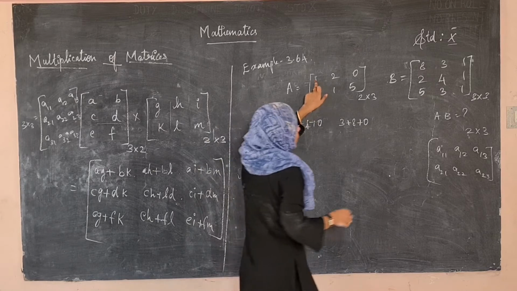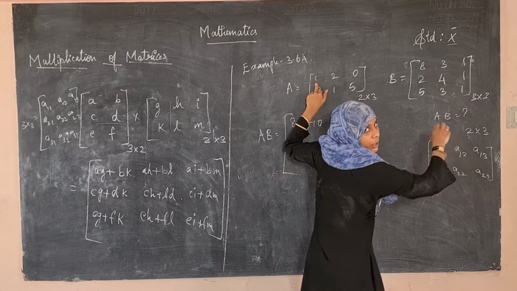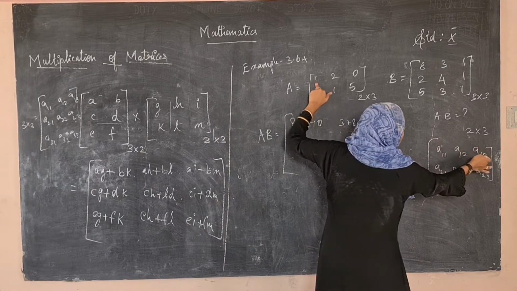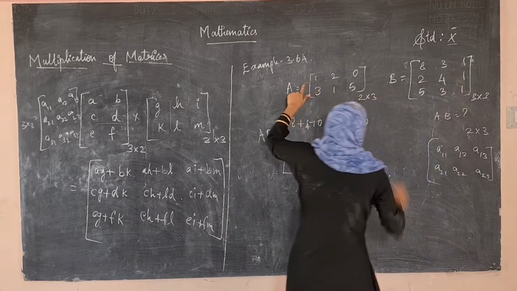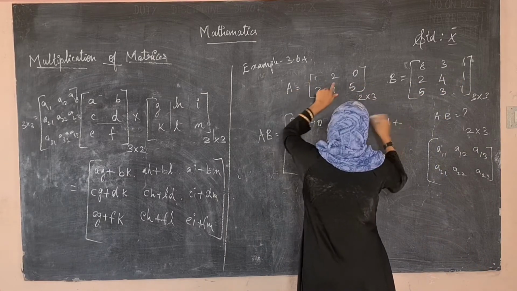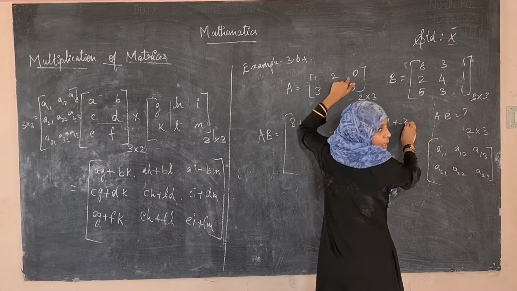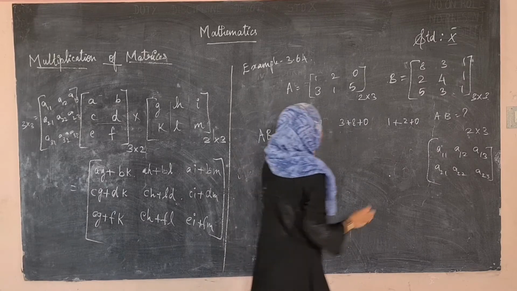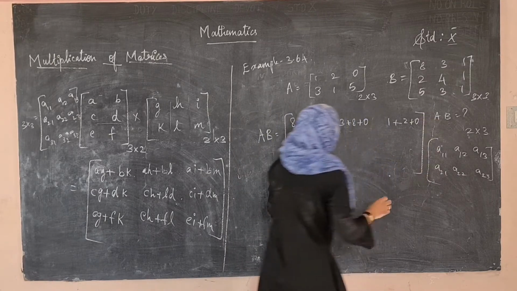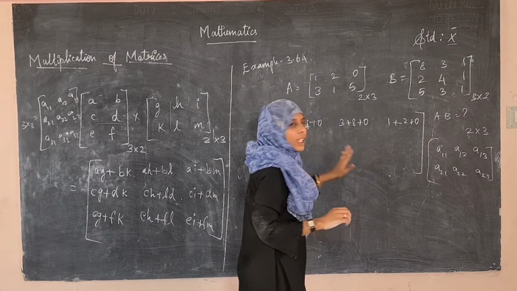Okay, and again A13. First row of the first matrix and third column of the second matrix. 1 2 0 and 1 1 1. So 1 into 1 is 1, plus 2 into 1 is 2, 0 into 1 is 0. Okay, and this is the first row. Now we have to find the other row, right?